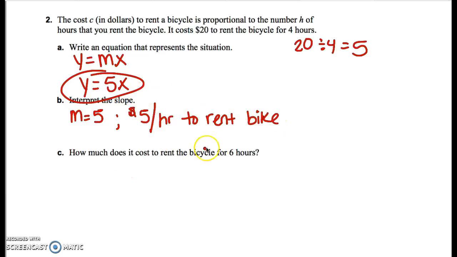And then how much does it cost to rent it for 6 hours? Well, if it's $5 each hour, 5 times 6, it would cost $30. So that's just a brief little review into graphing proportional relationships.